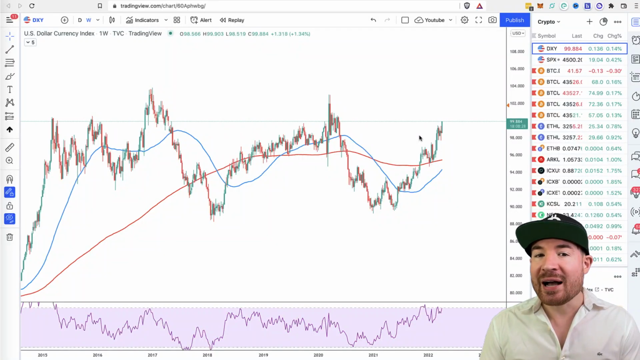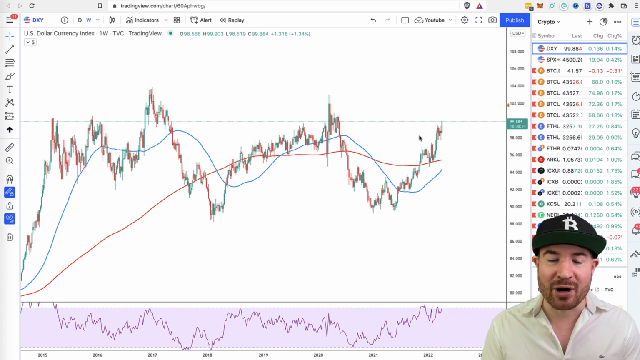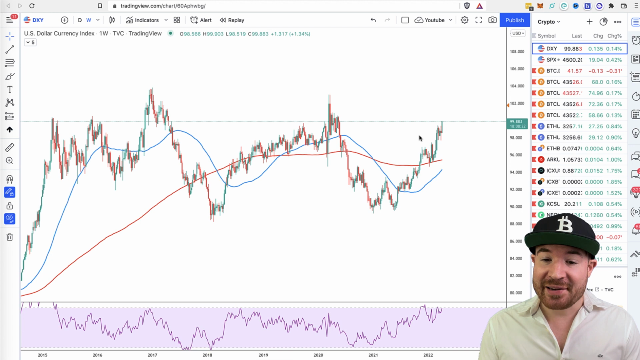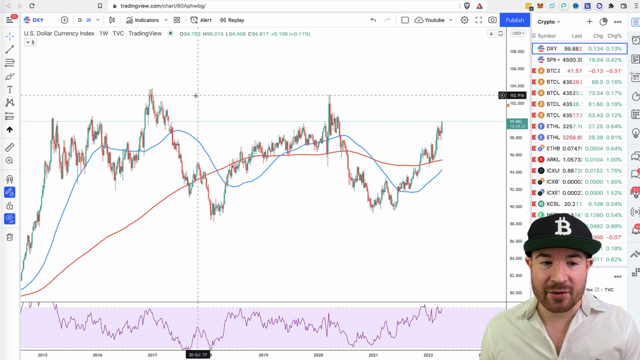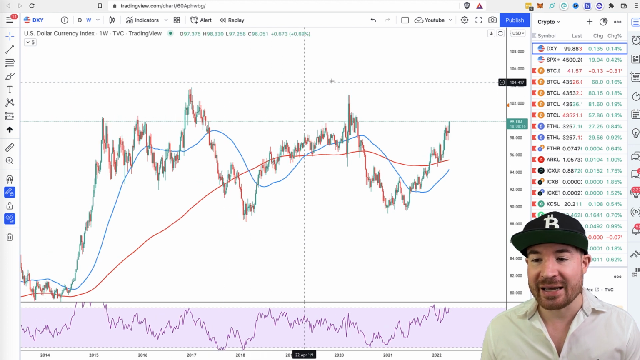Alright, so secret cheat code. How do you know when the bull run is on and when the bear market is on? Well, look at this. So what I'm sharing with you here, this is the DXY chart. It is called the dollar index.